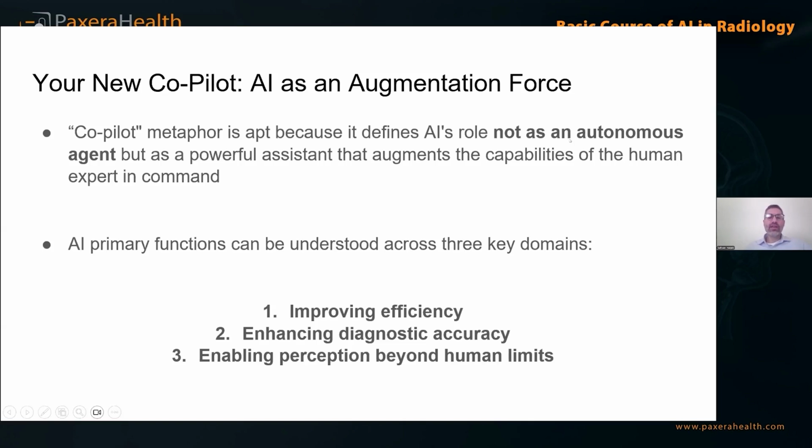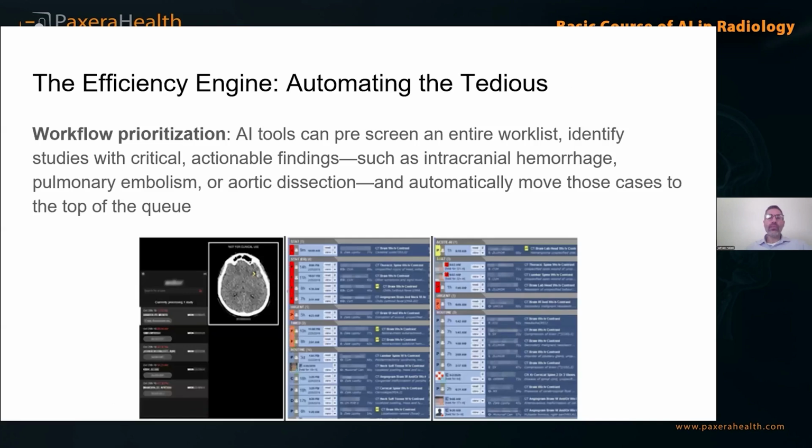And you can see here, this is really what I'm focusing on: improving efficiencies and enhancing diagnostic accuracy. And I think this is something that is going to be very, very exciting: enabling perception beyond the human limits. So looking at data that we cannot perceive as humans, and maybe the AI systems and machine learning can. I'm going to talk about some of those tools.